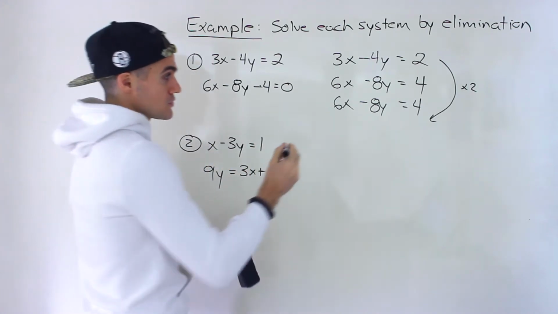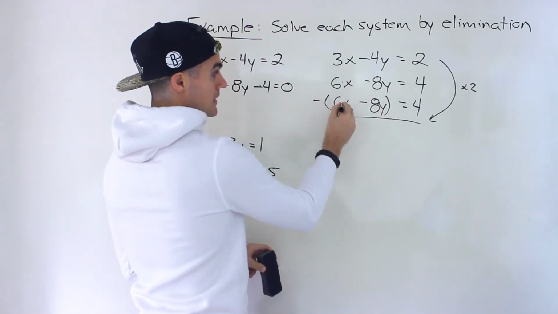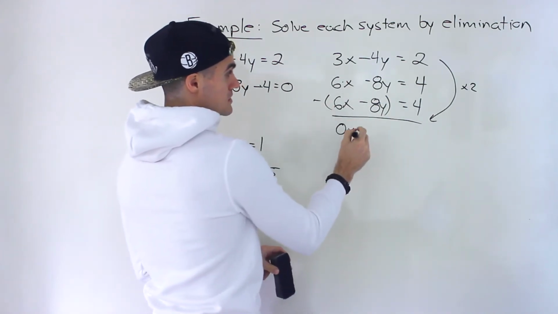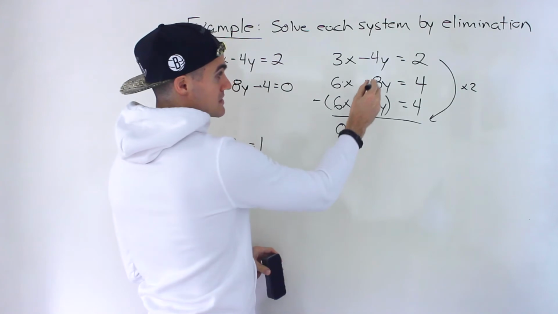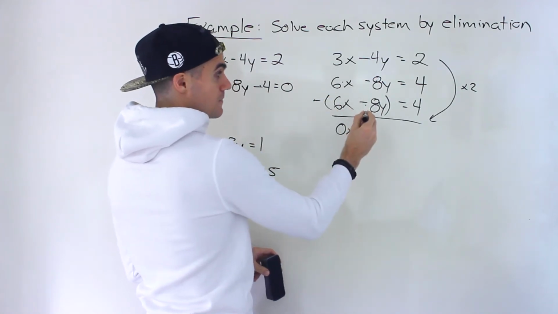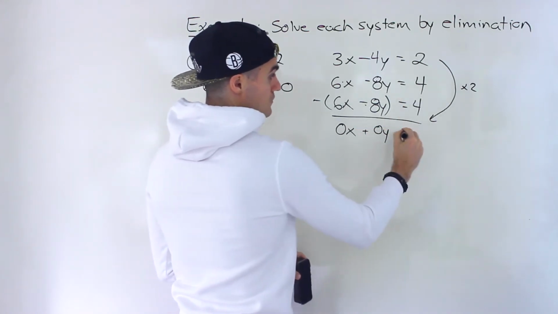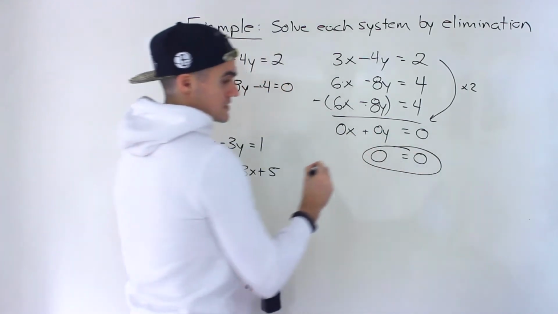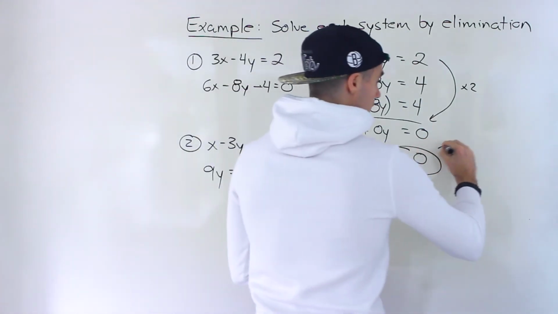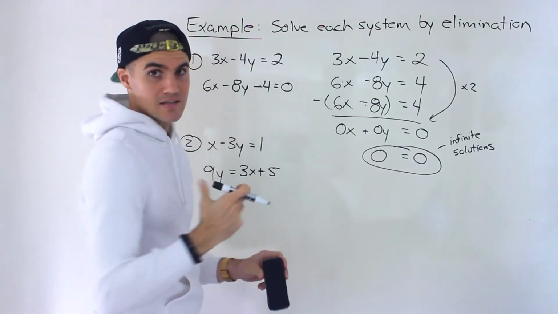there's an infinite amount of solutions, because notice that if we subtract this from this, 6x minus 6x would give us 0x as expected. But now notice the y's are also going to cancel out. -8y minus -8y is like -8y plus 8y, which would give us 0y. And then 4 minus 4 is 0. So these end up being 0. Whenever you end up with 0 equaling 0, it means there's an infinite amount of solutions. And what that graphically means is that they're basically the same line.